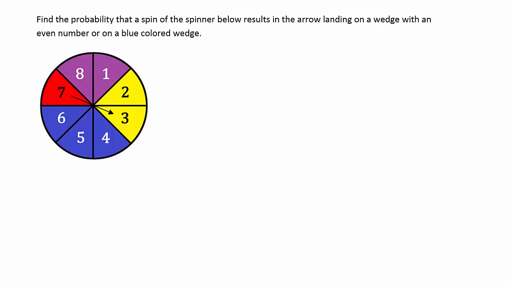Find the probability that a spin of the spinner below results in the arrow landing on a wedge with an even number or on a blue-colored wedge. Okay, so imagine you come along, you spin this spinner, you give it a good whack, and it spins around and randomly lands on some wedge of the circle.